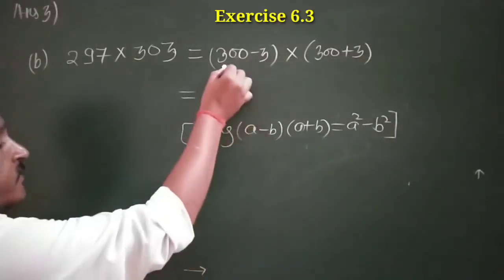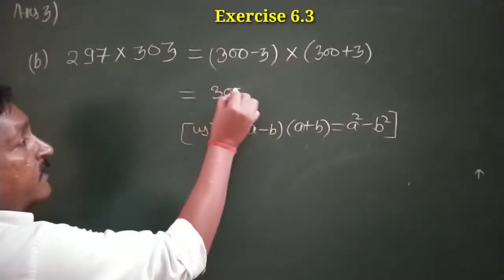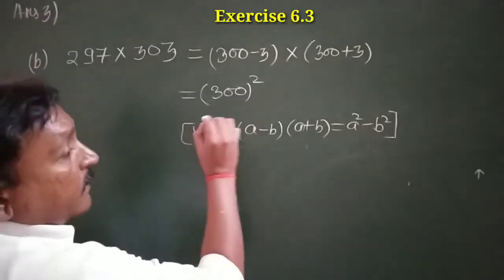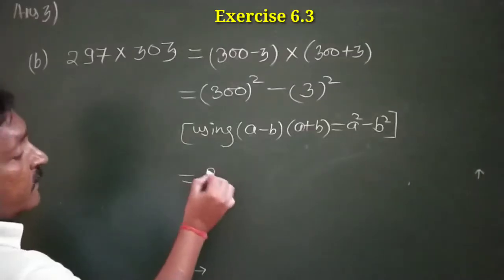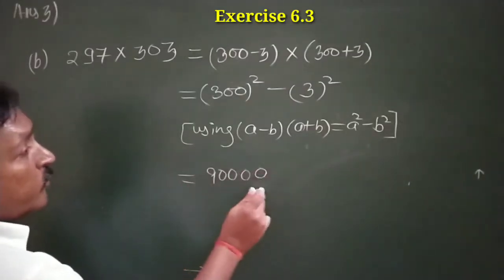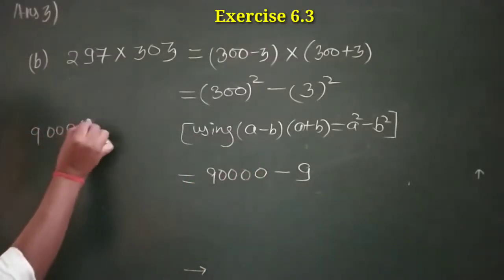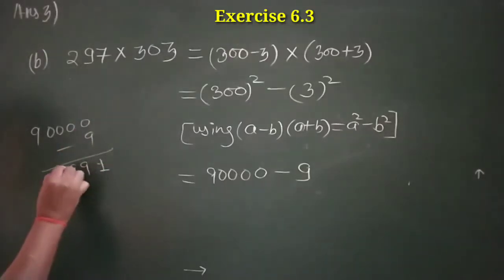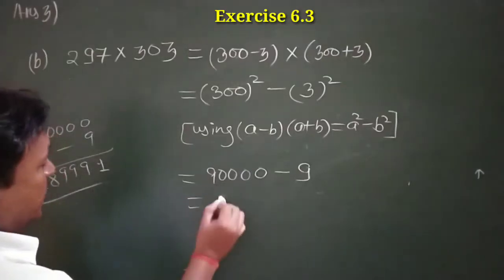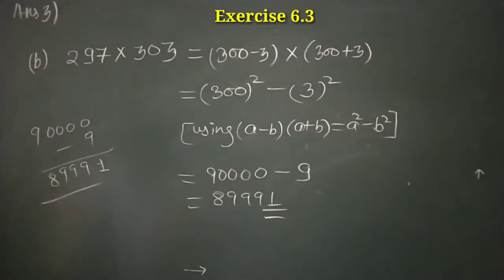In place of a it is 300, in place of b it is 3. So the answer is 300 square minus 3 square. 300 square is 3 threes are 9, and 4 zeros will come, minus 3 threes are 9. So subtract 9 from 90000, and we get 89991, which is our needed answer. In the same way you have to do part C also.